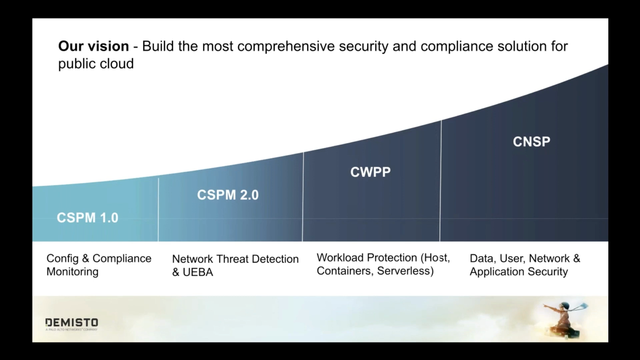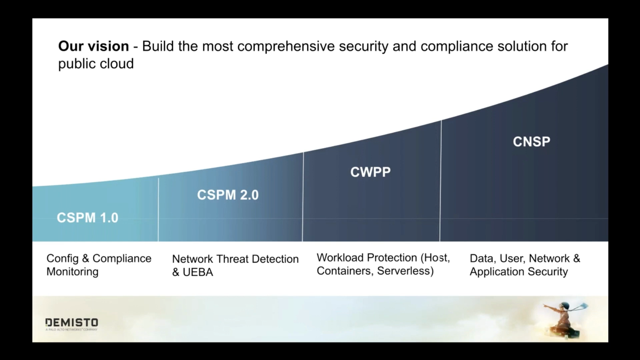Here, customers could manage their configurations and compliance in the cloud. Then in 2018, towards the end of the year, they acquired Redlock, for which I was one of the founding engineers. And Redlock is what we defined as CSPM 2.0. Redlock supported this configuration and compliance monitoring, but on top of it, they also monitored your cloud audit logs and your VPC flow logs. And that helped introduce the network threat detection and UEBA capabilities.